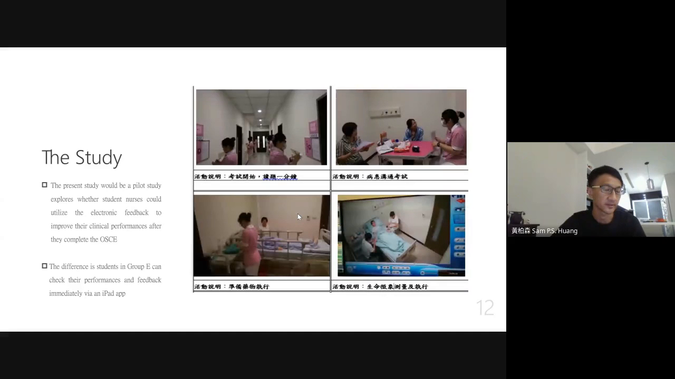Next I'll talk about the design of the study. The present study is a pilot study exploring whether student nurses will utilize electronic feedback to improve their clinical performance after they complete OSCE. The difference is that student group E can check their performance and feedback immediately with an iPad app.